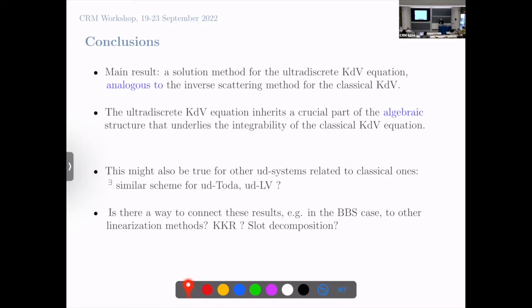I believe that the same scheme should work for ultradiscrete versions of the Toda equation, maybe the Volterra, all these equations should have a similar structure. So probably you can do exactly the same thing for other systems. It's not unique to KdV.